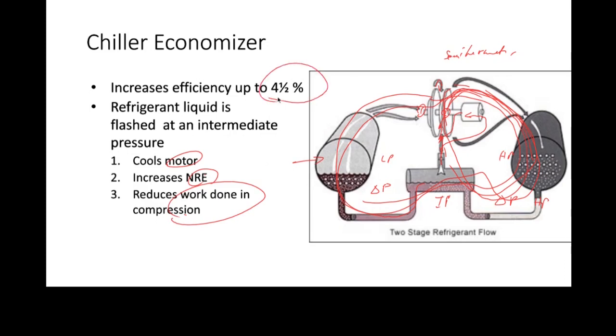So the number that they gave here, and I'm not too sure what the source of this was, I wish I had it. I don't think it's in your textbook. It might be in the textbook. A 4.5% efficiency increase using this economizer.